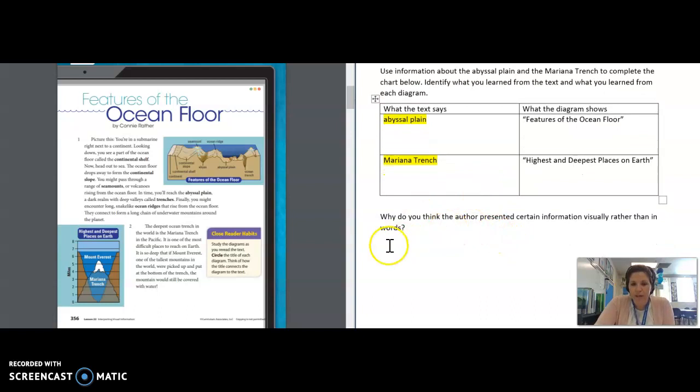There's a question down here that I'd like you guys to respond to. It is, why do you think the author presented certain information visually rather than in words? So when you look at this text feature and this text feature, why did your author choose to include these and not just write about it, using the information here and just explaining it? So why would your author include those?